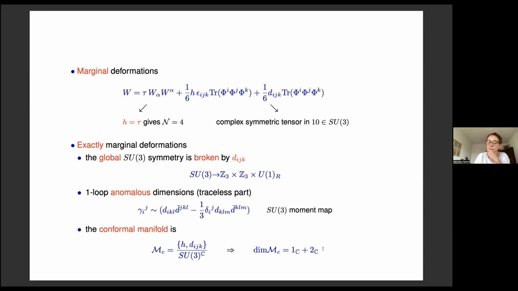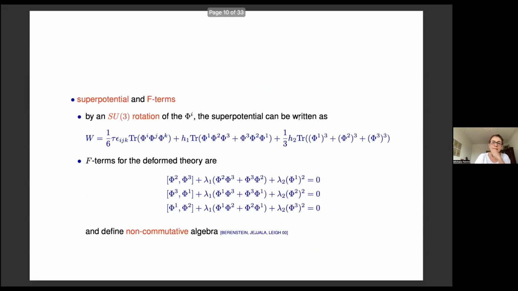And so these other two are the truly exactly marginal superpotential deformations. And if we use the SU(3) symmetry to rotate the chiral superfields, we can bring the superpotential into this form, where you see explicitly the two exactly marginal deformations. One is known as the beta deformation, and the other one is a cubic. It's called the cubic deformation.